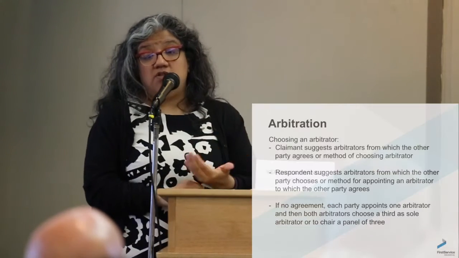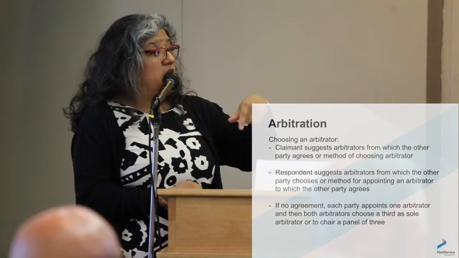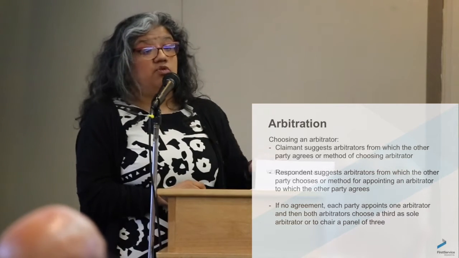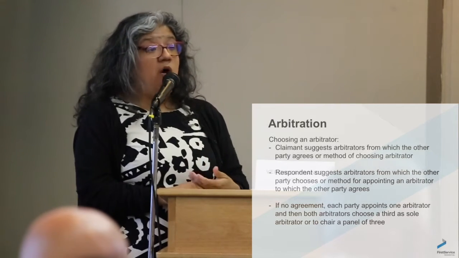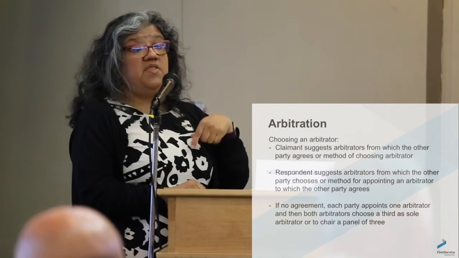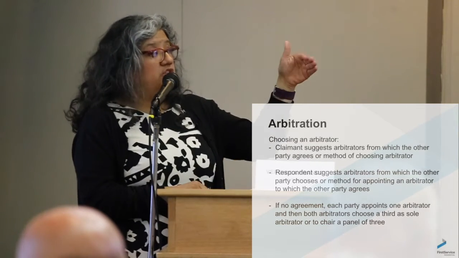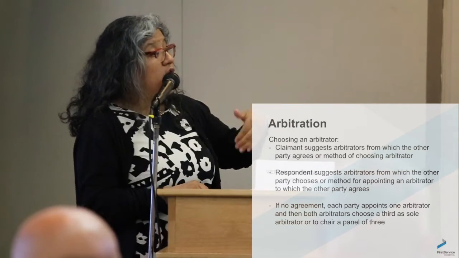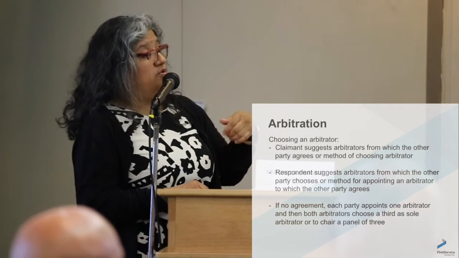So how's the arbitrator chosen? The claimant provides a document called a Form L, and in that they suggest who they want to be as an arbitrator. They can suggest one person or a list of people, or if they don't really know, they can come up with a method for choosing the arbitrator. Then the respondent would respond back with their own form saying whether they agree to any of those arbitrators or the method of appointing the arbitrator, or if they don't agree, they would provide their own list or their own method for choosing an arbitrator.